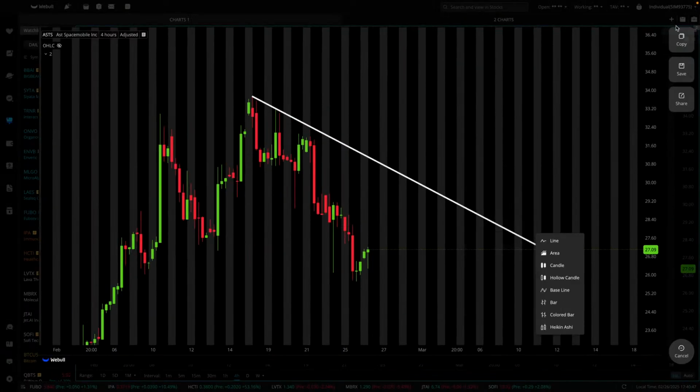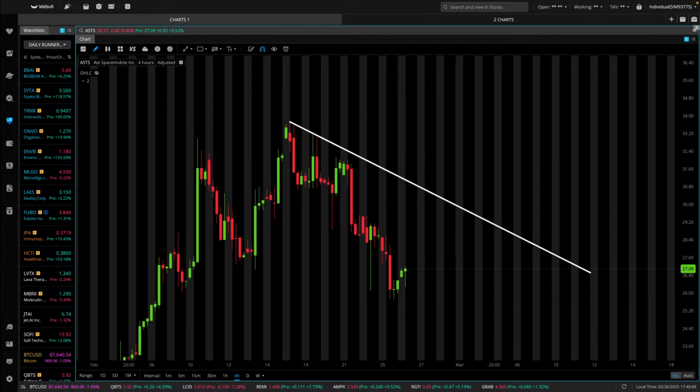ASTS is bearish. This needs to break above a downtrend. So this is currently bearish. That means it's in a downtrend, which means you do not want to buy it yet.